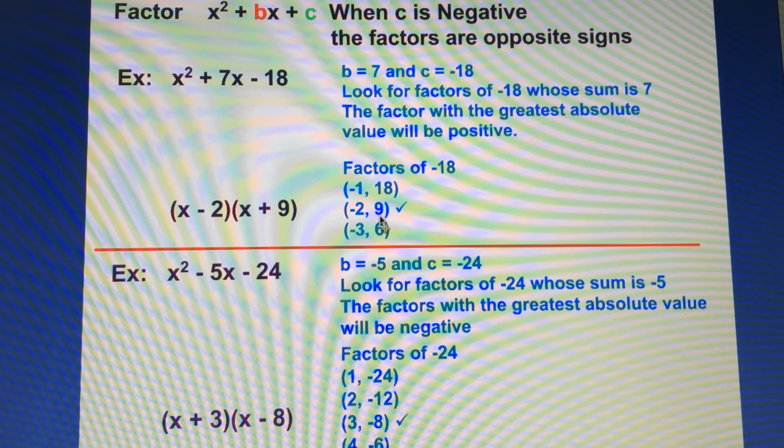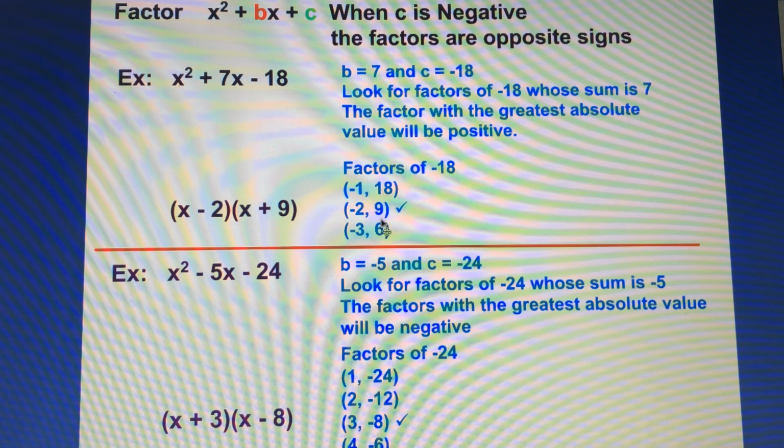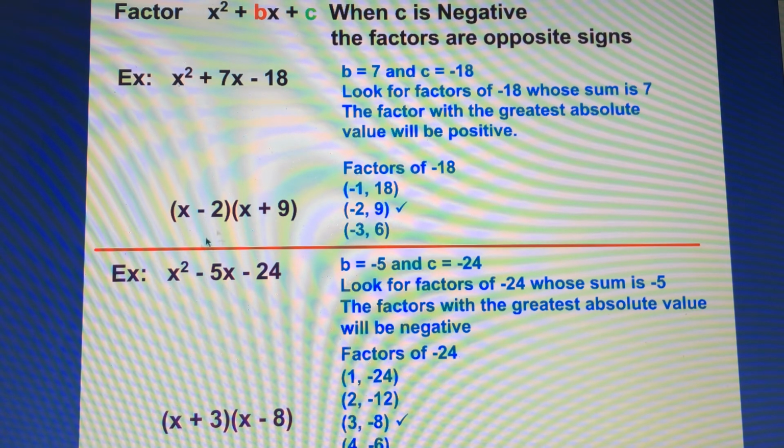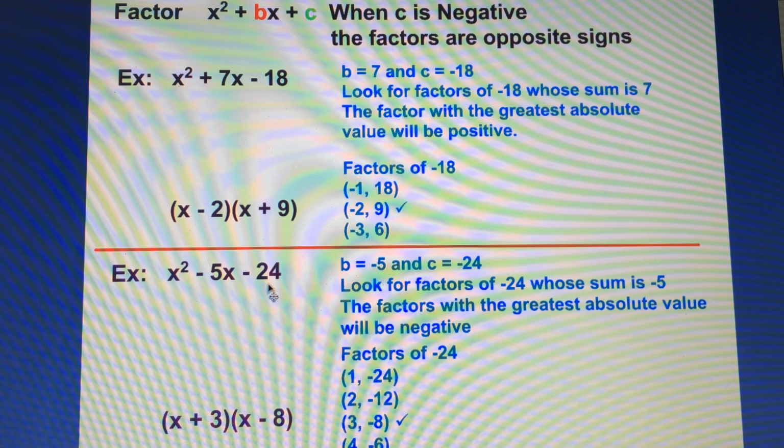I suggest you take a moment and really look at this and not just keep going through the video. Make sure you understand. X squared minus 5x minus 24. I have a negative C and a negative B. That means I have a positive and a negative factor, but this time the larger digit is going to be negative. So I look at my factors of 24. 1 and 24, 2 and 12, 3 and 8, 4 and 6. Take the larger digit and make it negative.